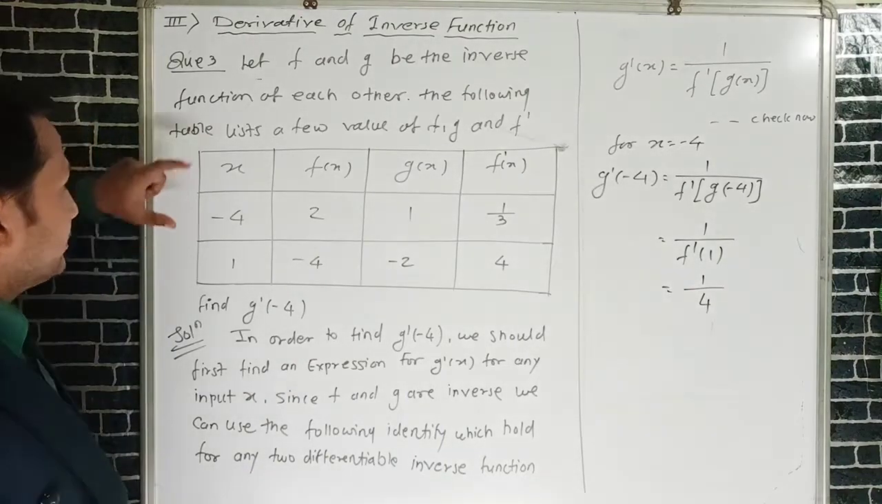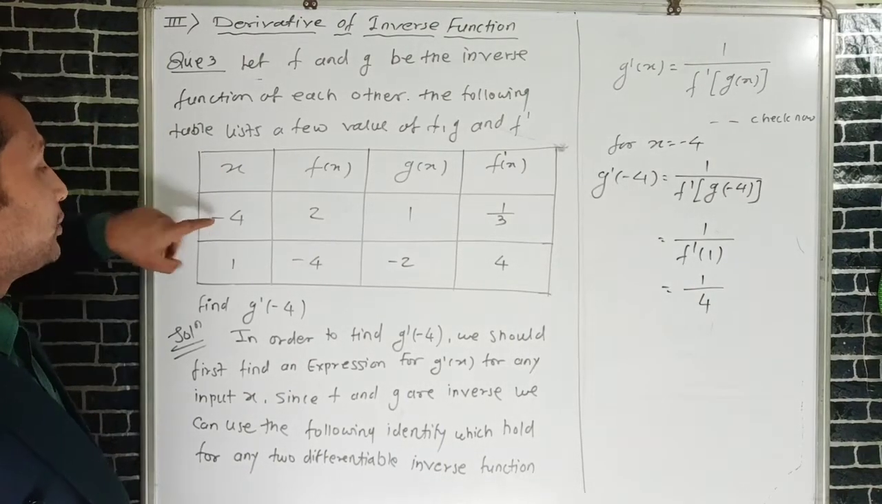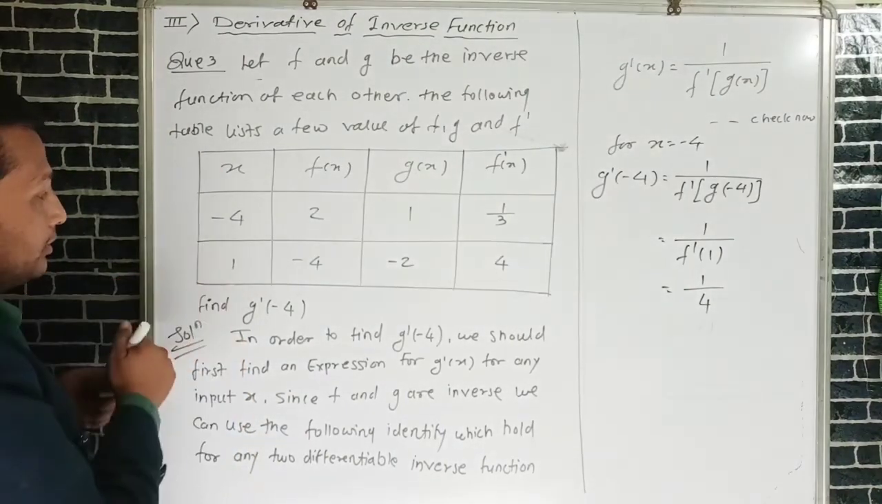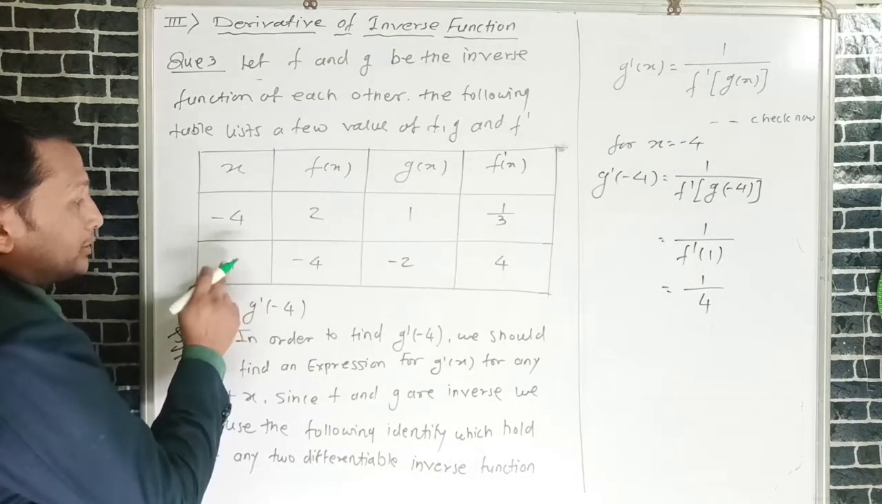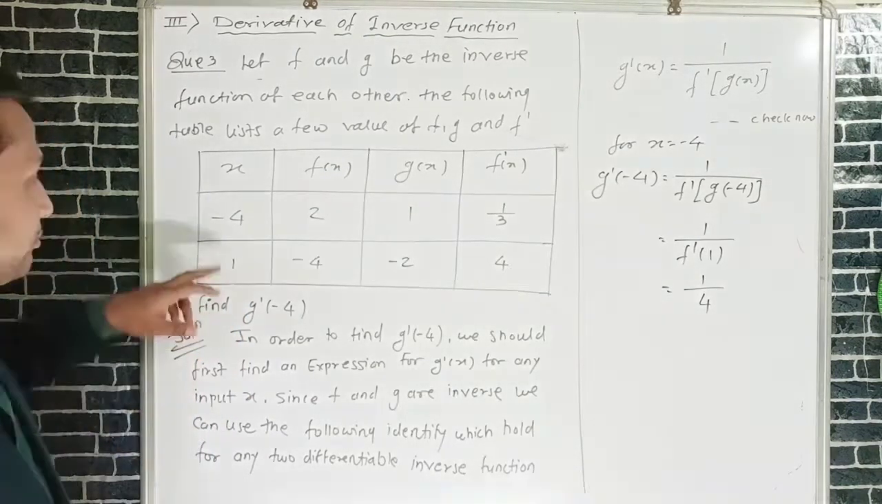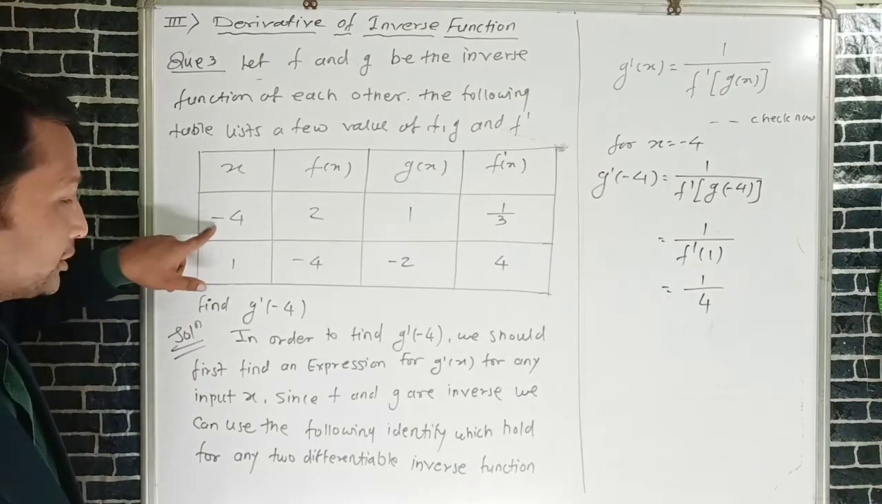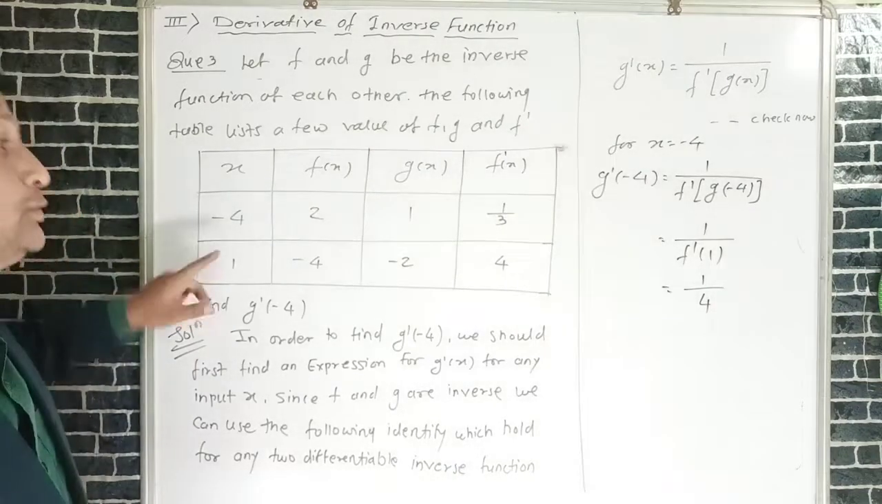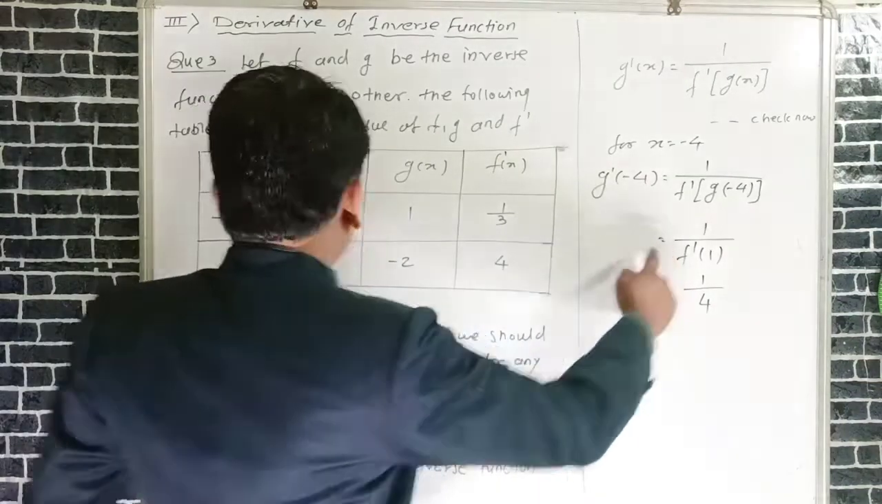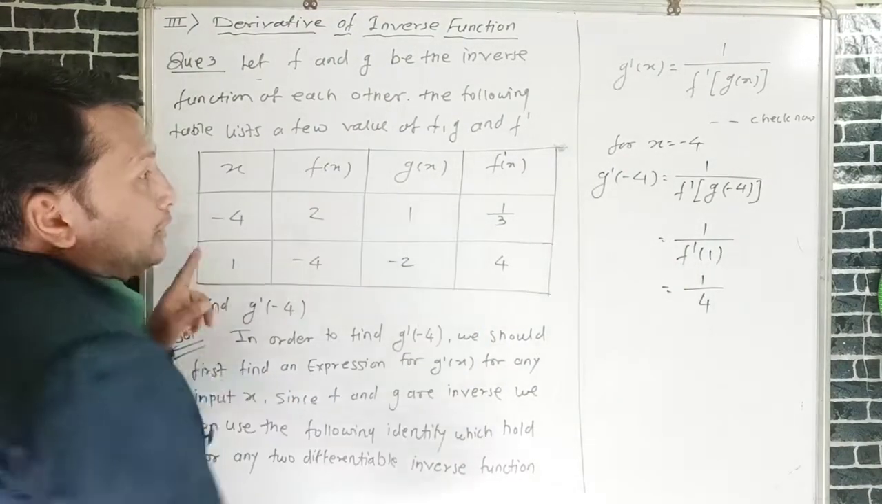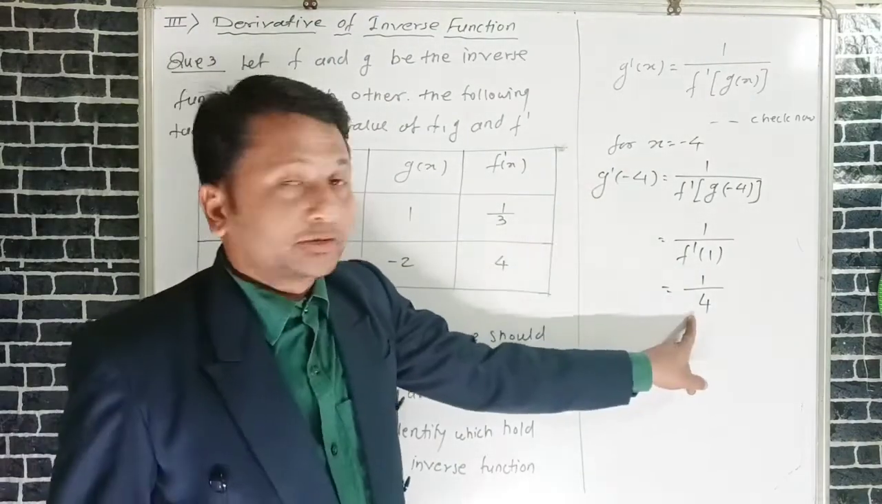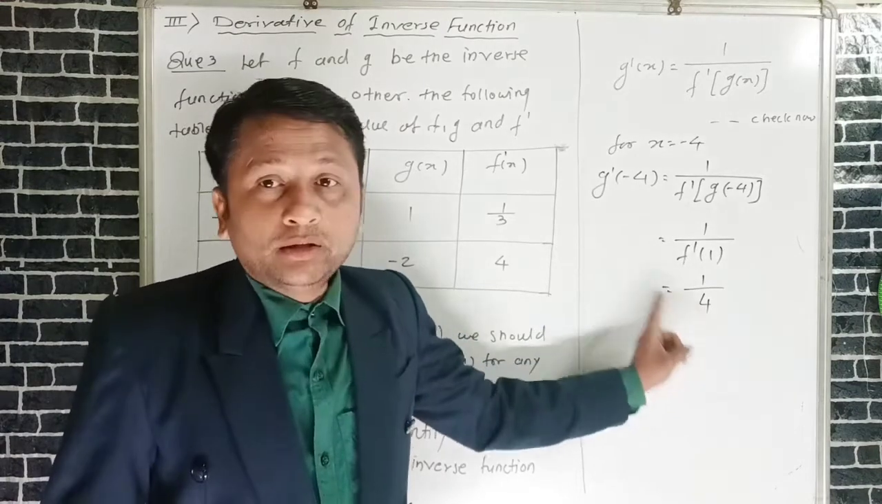So here, the values of x were minus 4 and 1. It is a correction: we replace minus 1 by 1. The current value of x is minus 4 and the second value is 1. Hence, we can write the value of f dash of 1 is 4. The required value of g dash of minus 4 is 1 upon 4.